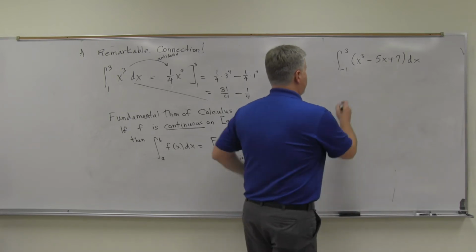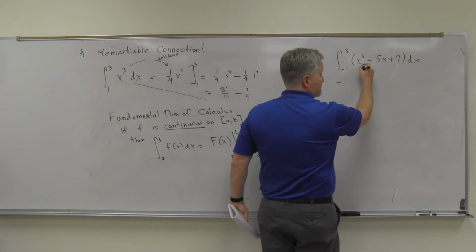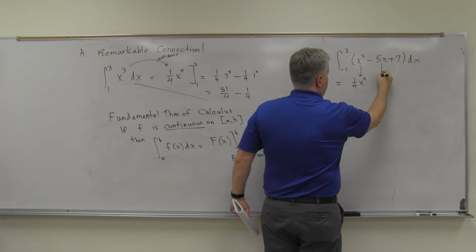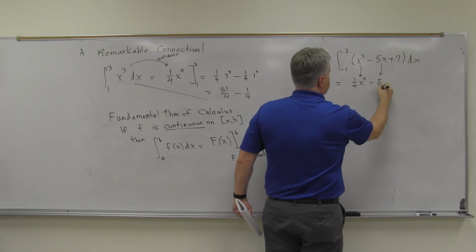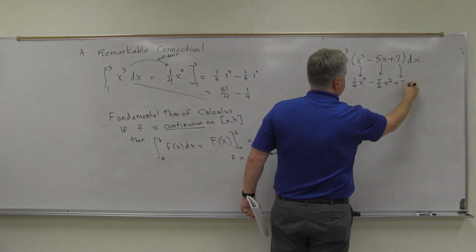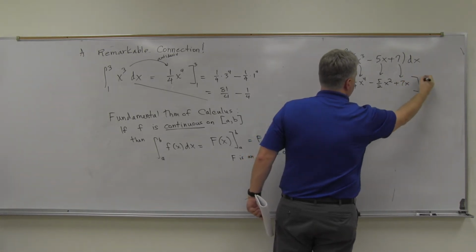So this turns out really nicely because all I have to do is the antiderivative of that, which is 1/4 x to the 4th. Antiderivative of that, which would be minus 5/2 x squared. Antiderivative of that, plus 7x. And then evaluate it from negative 1 to 3.